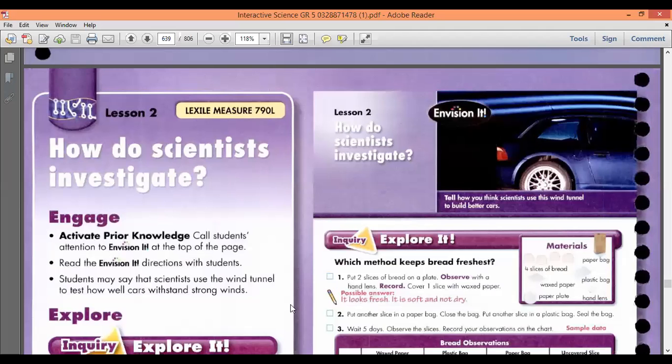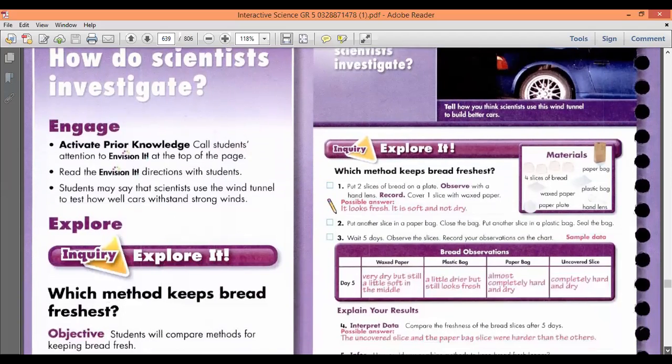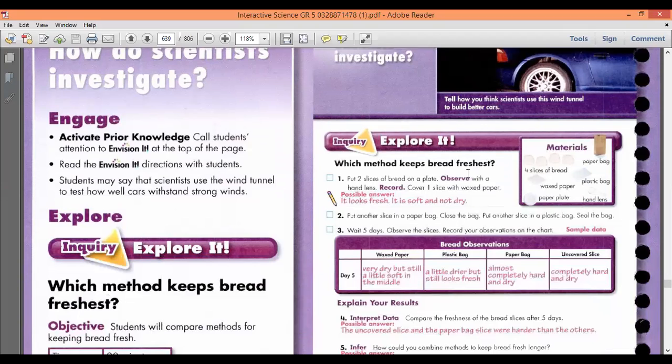Now going back to our book, how do scientists investigate? We have this little experiment that shows us that. Which method keeps bread fresh? Which one makes it freshest? If we have a slice of bread, how can we keep it?